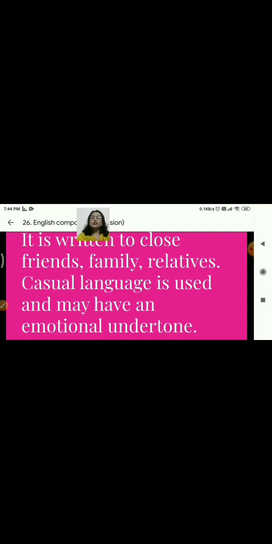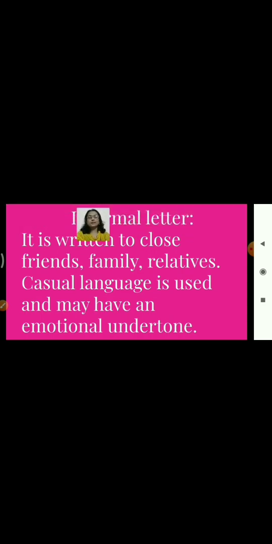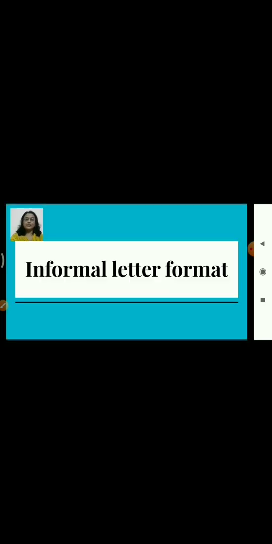Ready for that? Okay, so what is an informal letter? An informal letter is written to close friends, family, relatives, isn't it? And the language used is casual, informal language. So casual language is used, and it may have an emotional undertone. So that is the informal letter.